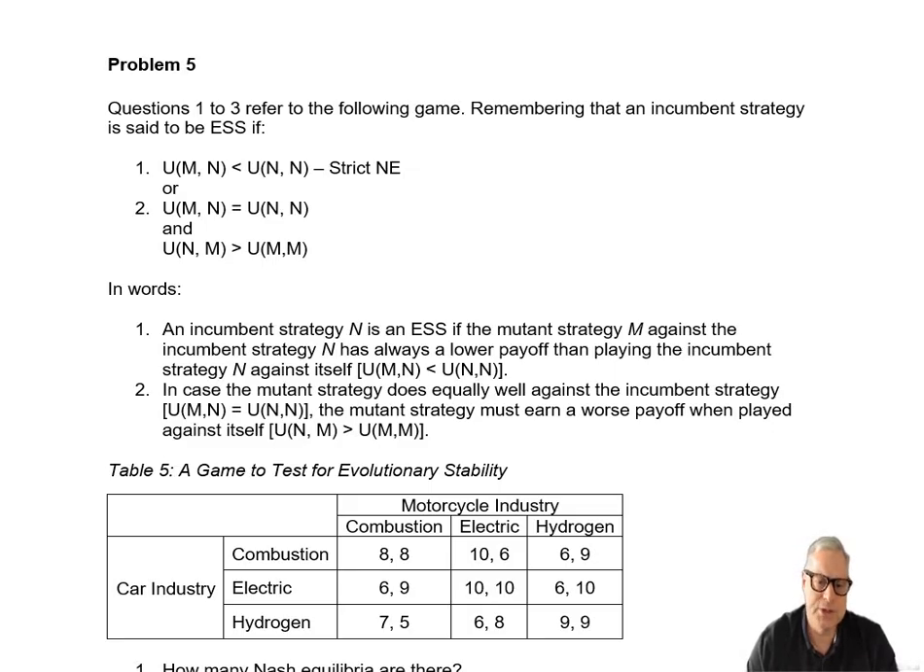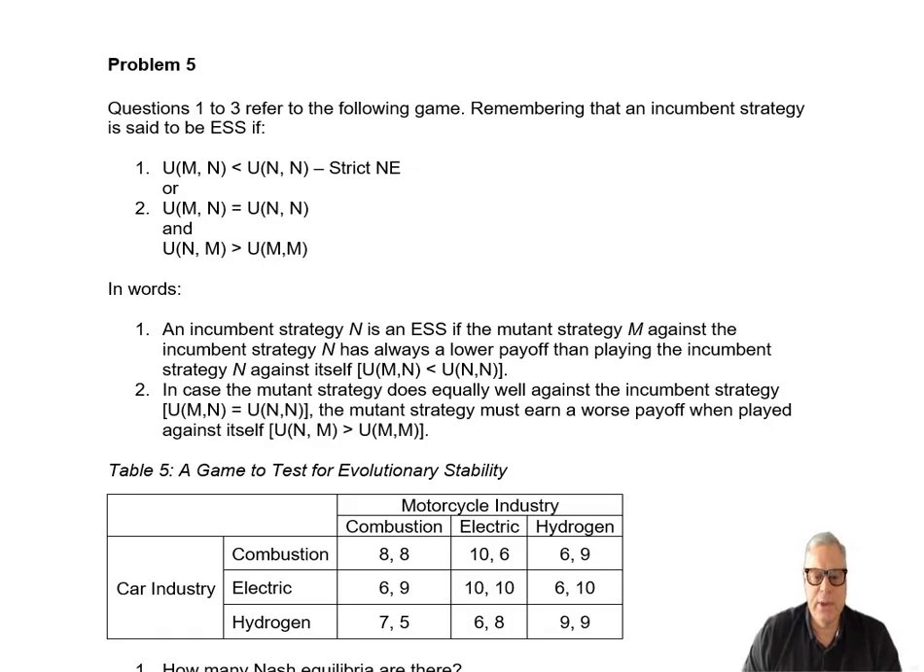If you try to put into words the second condition, you would say something like, in case the mutant strategy does equally well against the incumbent strategy, the mutant strategy must earn a worse payoff when played against itself. So when everybody plays the mutant strategy, they must be worse off than somebody who still sticks to the incumbent strategy.